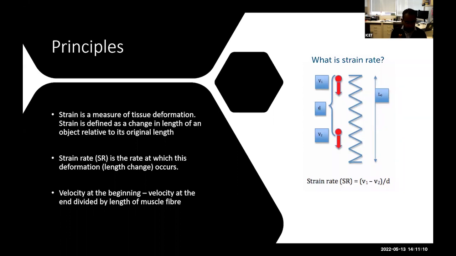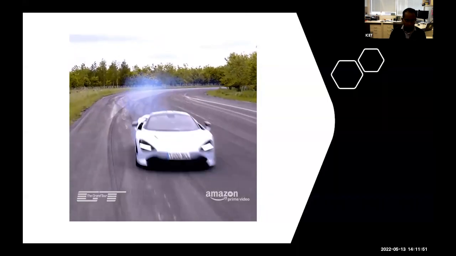When we talk about strain particularly, we measure the tissue deformation. In other words, how much does the length of an object change relative to its original length? Imagine a slinky extending and contracting; that's what we're looking at in terms of how much it changes. Strain rate is the rate at which this deformation occurs, how fast this changes. We measure it as the velocity at the beginning minus the velocity at the end, divided by the length of the muscle fiber, and that's your strain rate.